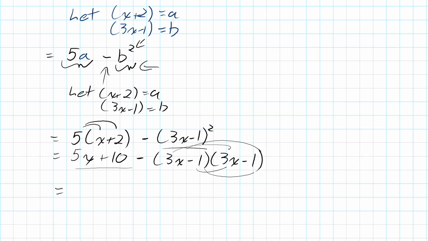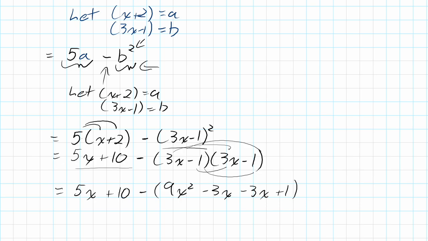These terms are all going to stay the same. So I still have 5x, I still have positive 10, and I still have subtracted by, I'm going to leave it in a set of brackets because that negative needs to actually be distributed after. 3x times 3x is going to give us 9x squared. 3x times negative 1 will give me negative 3x. Negative 1 times 3x will give me negative 3x. And negative 1 times negative 1 is positive 1.